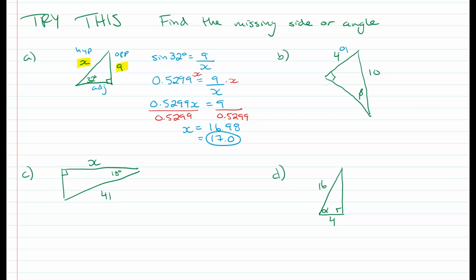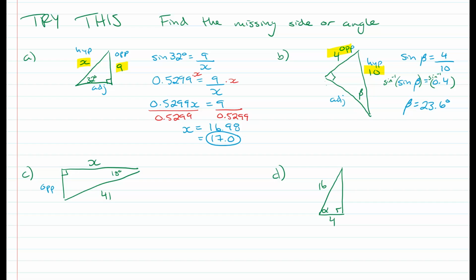Let's look at B. Label that triangle with respect to beta: opposite, adjacent, hypotenuse. I have the hypotenuse and I have a number for the opposite. So opposite and hypotenuse is sine ratio. Sine beta equals 4 over 10. And then I'm trying to find an angle. So I'm going to use that -1, that inverse function. And beta equals 23.6 degrees.